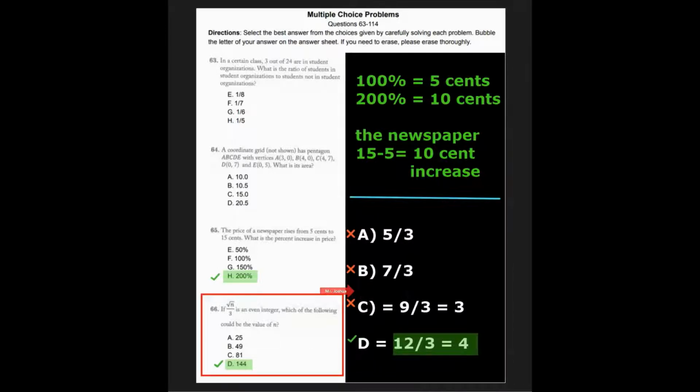For C, we get the square root of 81, which is 9, over 3. Well, that's 3. That's a whole number, but it's not an even integer. And at D, the square root of 144 is 12. 12 divided by 3 is 4, which is an even integer. And we have a winner. One possible value for n is D, 144.